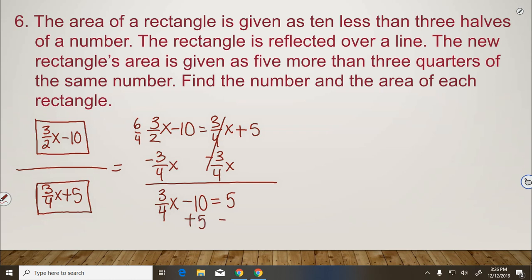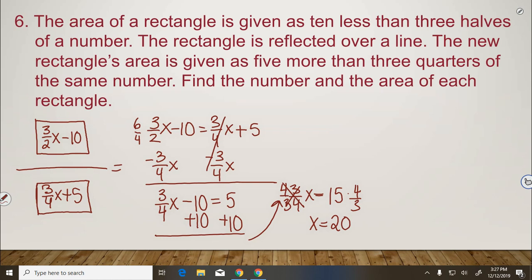Add 5 to both sides. And 3/4 of x equals, not add 5. Ooh, Miss Kiesler did something that you guys typically do. Plus 10 equals 15. Multiply both sides by the reciprocal, gives me 4/3. And I get x equals 15 divided by 3, which is 5, times 4, which is 20. So we have 20 as x.